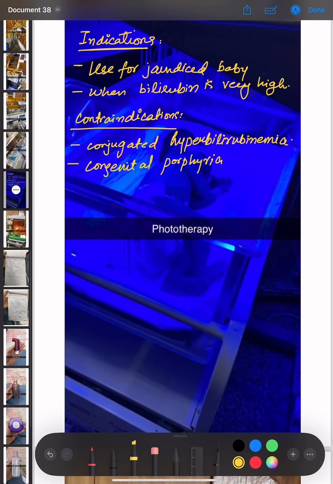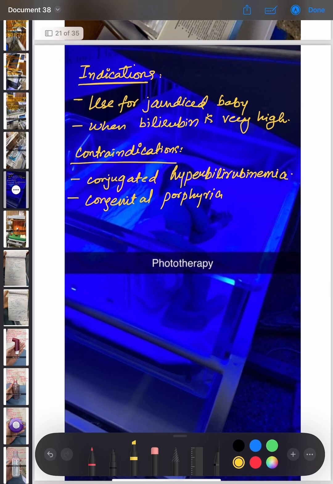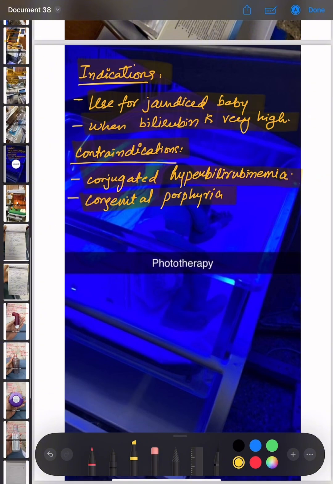Okay, this is phototherapy. The indications are that it is used for jaundiced babies and when bilirubin is very high. Contraindications are that it should not be used in case of conjugated hyperbilirubinemia and when there is congenital porphyria. If congenital porphyria is present and conjugated hyperbilirubinemia is present, then phototherapy is contraindicated.